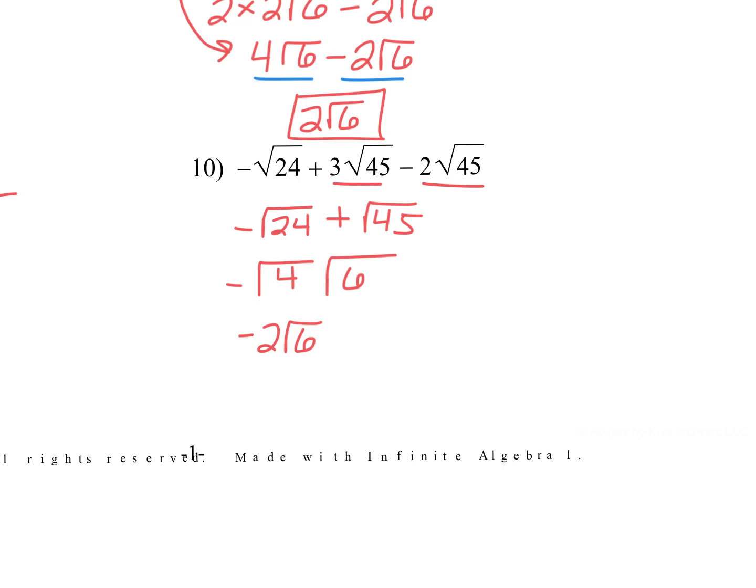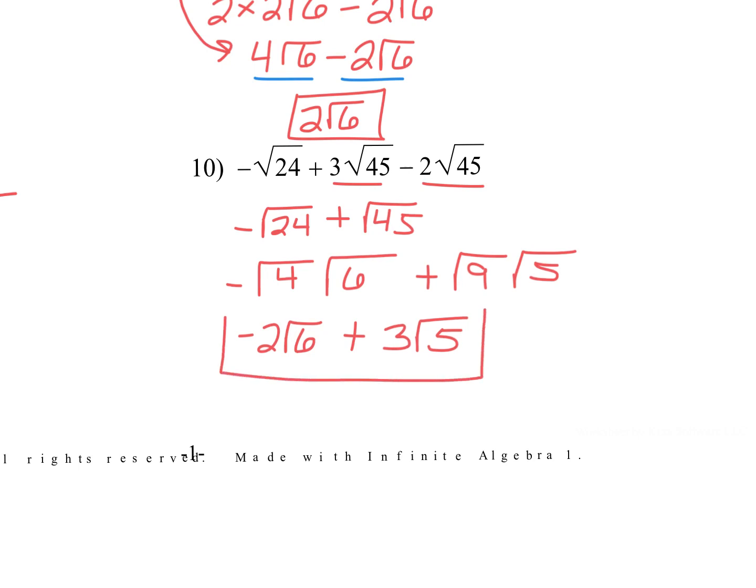And then what about 45? What's the good and the bad? 9 and 5. What's the square root of 9? 3. What do I do with the square root of 5? Keep. Can I do anything? No. That's your answer. I can't simplify. I can't combine. I am done. Go ahead and try 11 and 12.